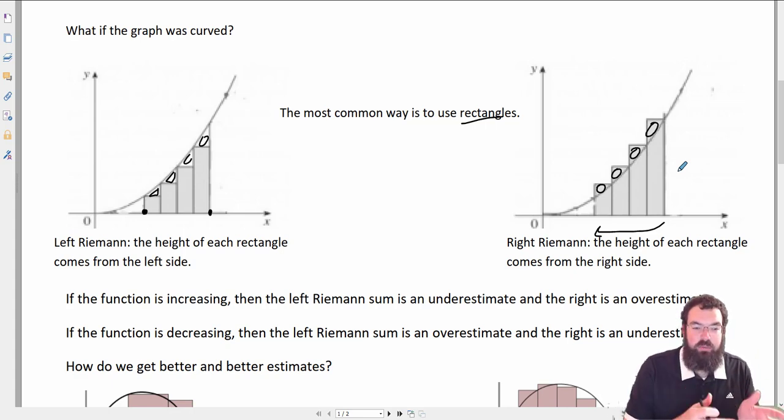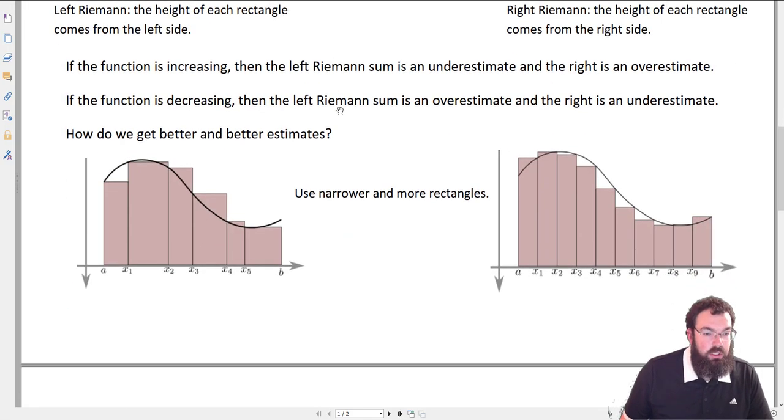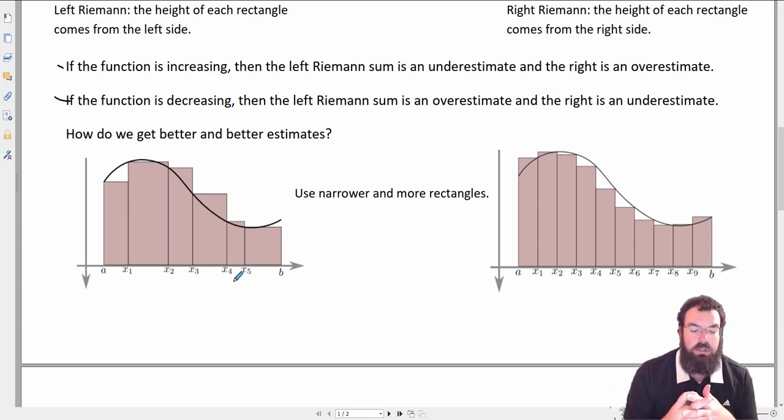If I have a finite number of rectangles, I can never get the exact answer. So how do we get better and better estimates? We just talked about these. If I want better and better estimates, I'm always going to have rectangles, but I'm going to use more of them, and I'm going to make them narrower.